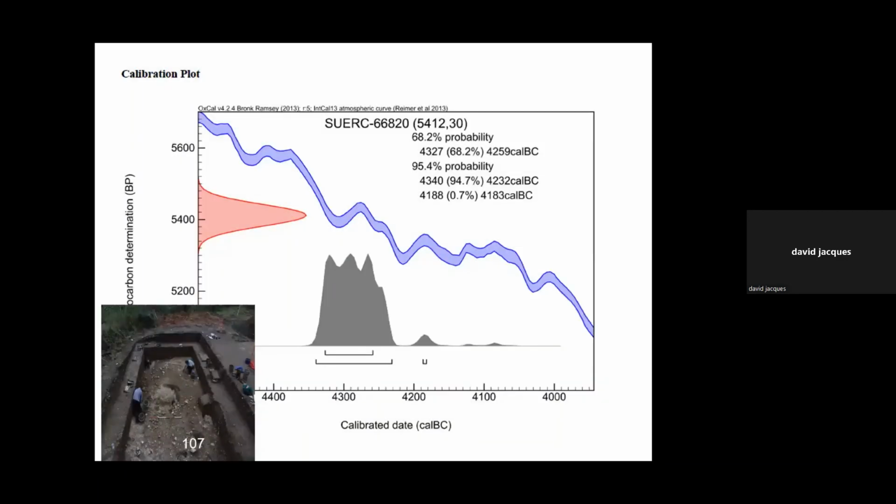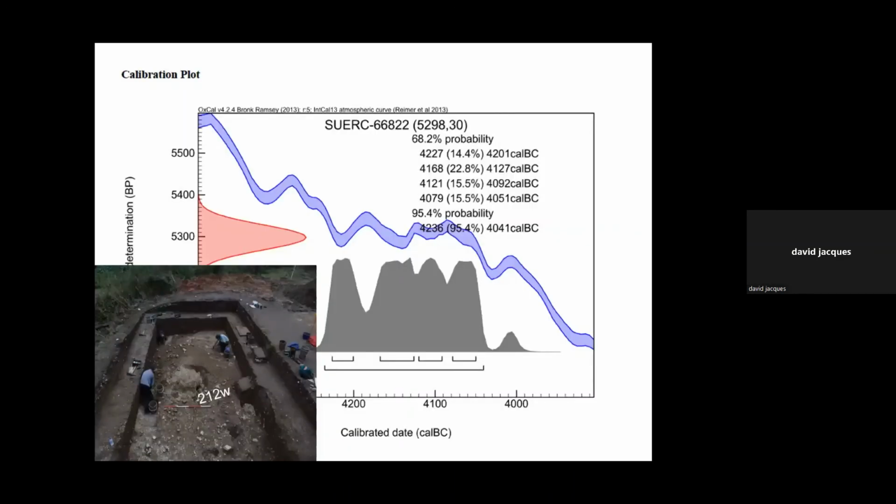So the next date came through, even more interesting. This is actually from the ground surface that people would have walked on. That came through at 4,340 BC to 4,232 BC. So if anything, we were getting earlier. Next date was right on the doorstep, look, of 4,000 BC, 4,236 to more or less 4,000 BC.